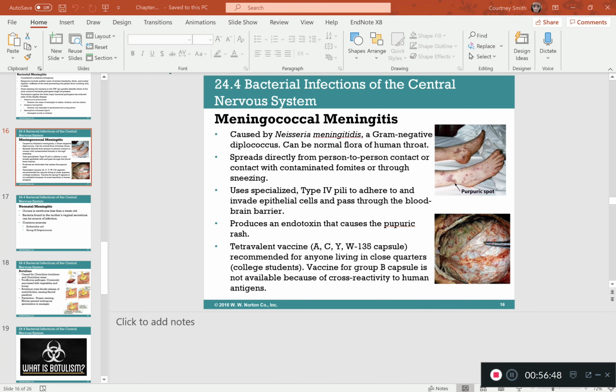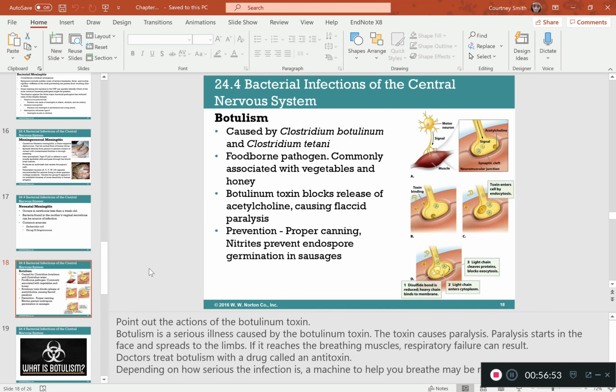I think with that, we're going to talk about botulism, tetanus, and prion. Okay, so botulism. Botulism is caused by the Clostridium species. It is considered a foodborne pathogen, so it is a serious illness. Death can occur. It is caused because a toxin is produced, and that toxin will cause paralysis. The paralysis generally starts in the face, and it can spread to the limbs.